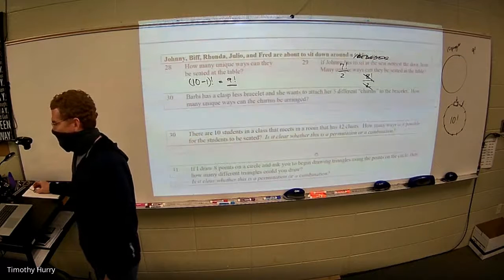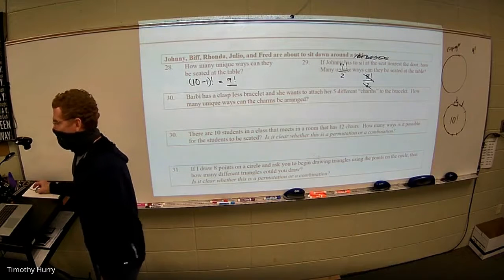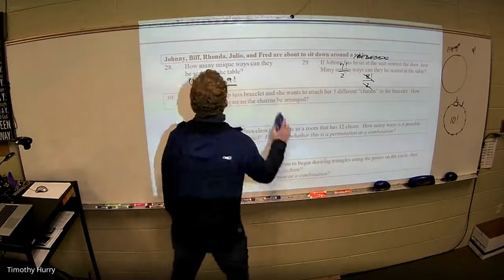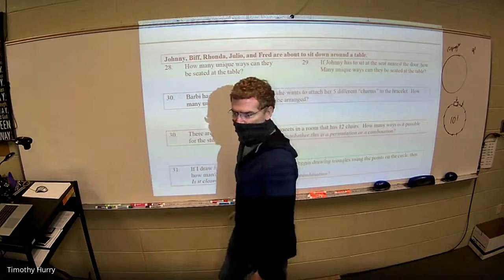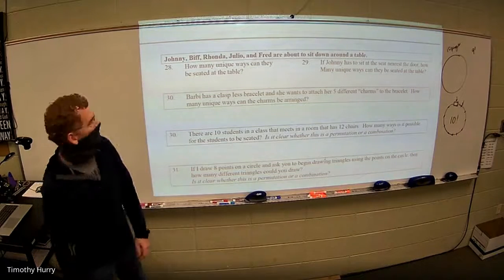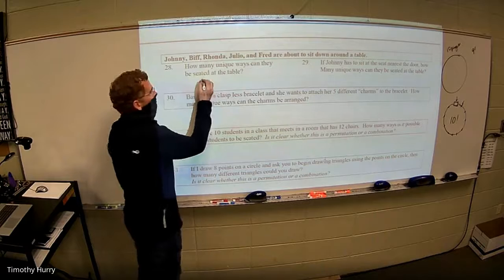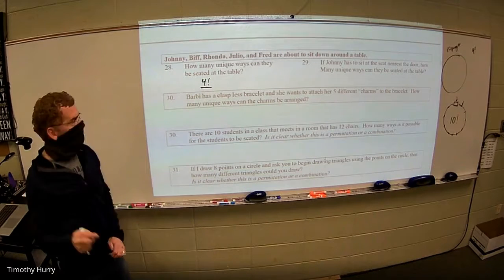All right, so how about number 28? How many unique ways can Johnny, Biff, Rhonda, Julio, and Fred be seated at a table? Oh, how many people are there? 5? 1, 2, 3, 4, 5. So 5 minus 1 factorial, 4 factorial. I'm not dividing, right? Not dividing by 2 because it's not flippable.